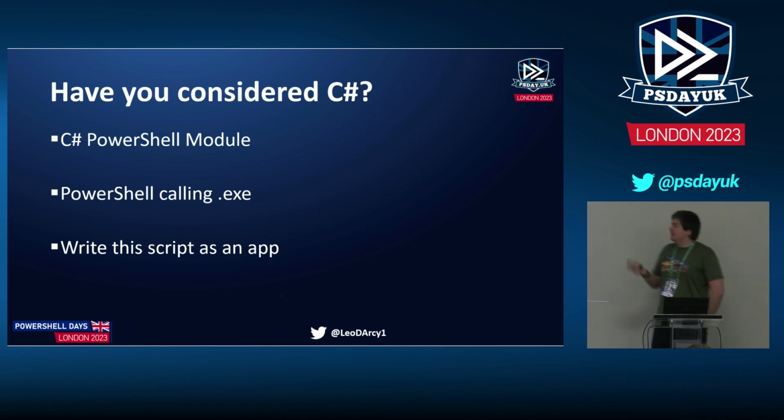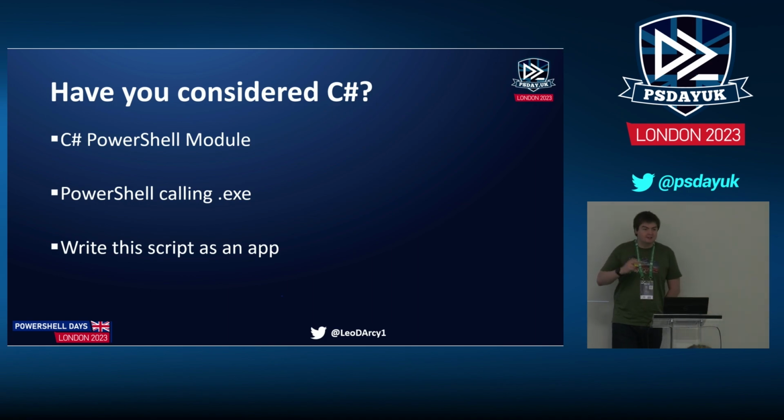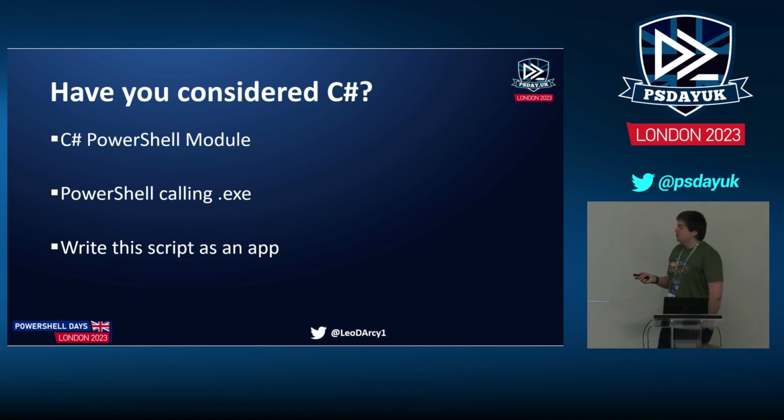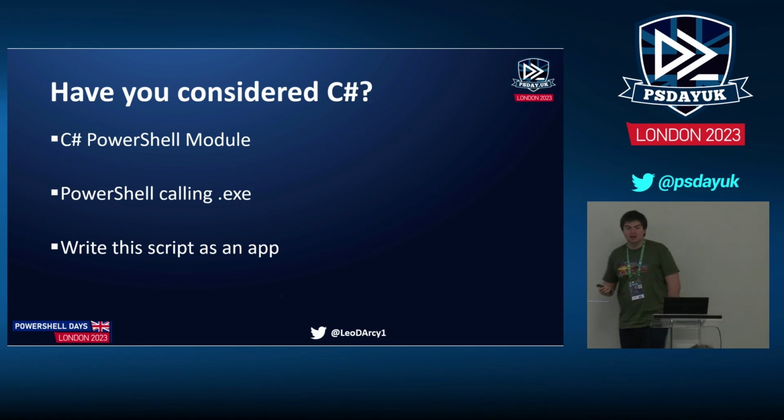There are multiple ways you could do it. You could create a C# PowerShell module, which is much more integrated with the C# approach. You could create an application that does the specific API access that you're trying to do, and then just call that from PowerShell. Or you could ultimately just rewrite what you're trying to do as an application, whether that is C# or otherwise.